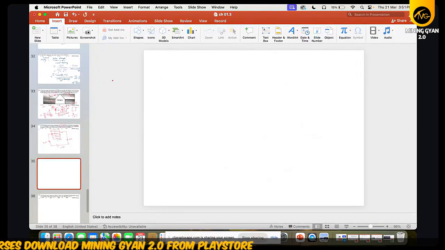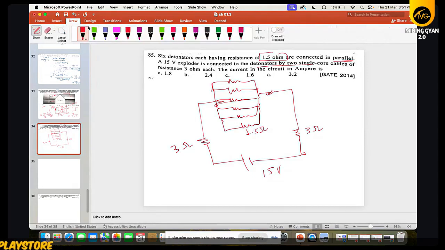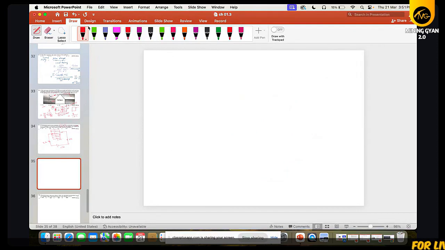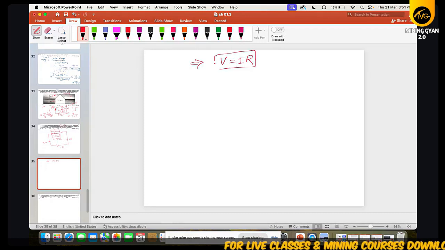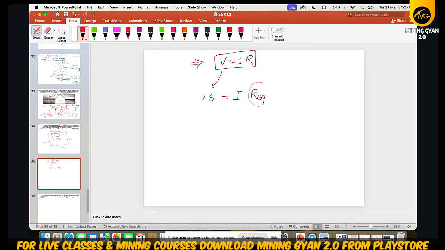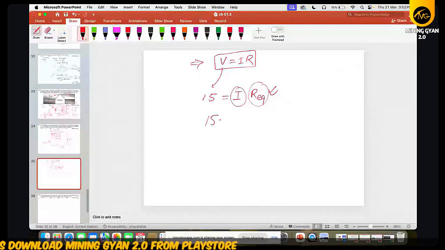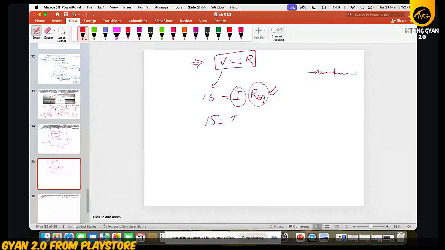So what do we have to do in this question? In this question, you have to find out the current. You have read in your previous classes, in 10th and 12th, that V equals IR, basic. Voltage they have provided us as 15, I we have to calculate. If we can find out R equivalent, then we get our I. So what will R equivalent be? 15 equals I times R. If they are in series, R1 R2, then it will add.